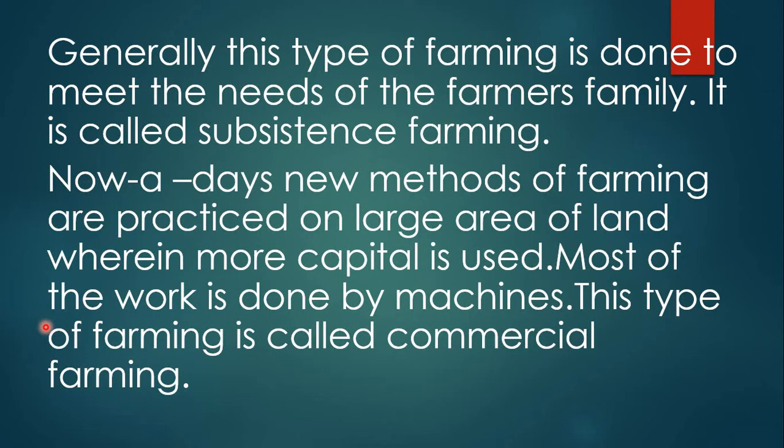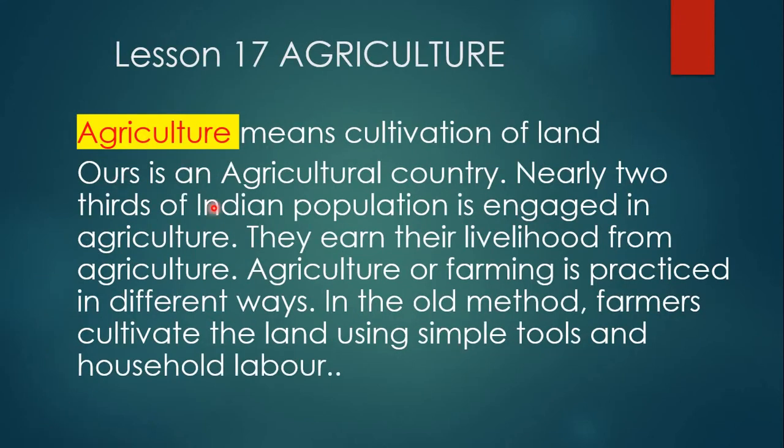Now next we will study the continuation of what remained. Okay, children, in the last class we were studying agriculture. Agriculture means cultivation of land. Ours is mainly an agricultural country, and nearly two-thirds of the Indian population is engaged in agriculture, isn't it?